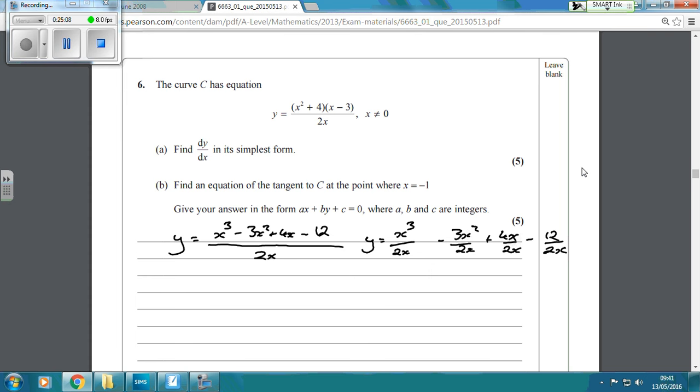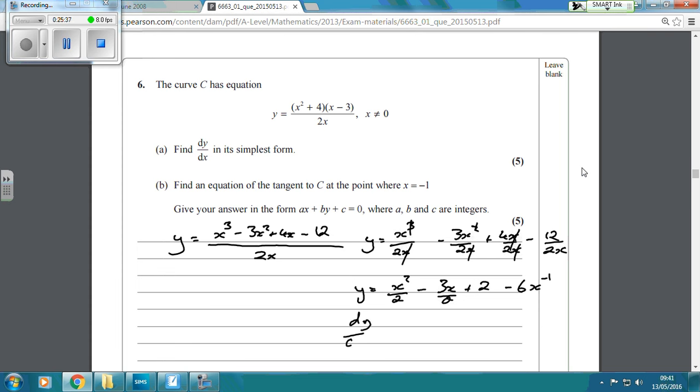Okay, so then if we cancel that, y will equal, get rid of the x there, get rid of one of these x up here, so that's going to be x squared over 2. Get rid of an x there and x there, that's going to be 3x over 2. Get rid of an x there and x there, 4 divided by 2 is going to be just 2. And we're going to bring the x up to the top. Also, 12 divided by 2 is going to be 6, so it's going to be 6x to the minus 1. And then we differentiate it.